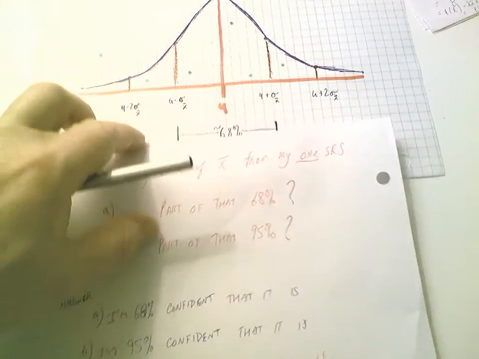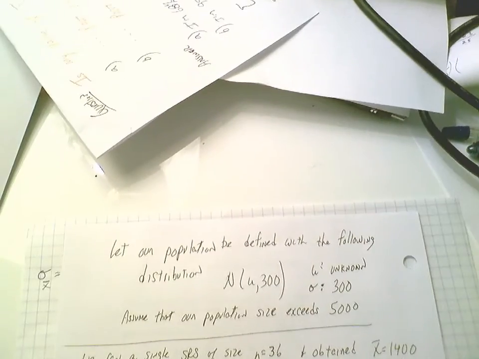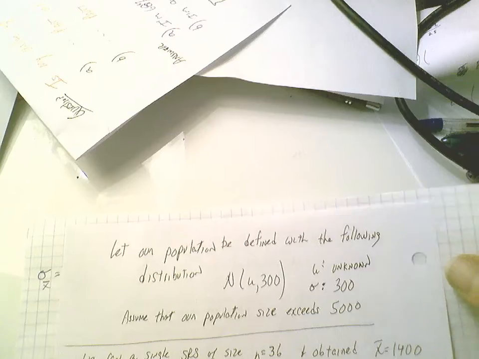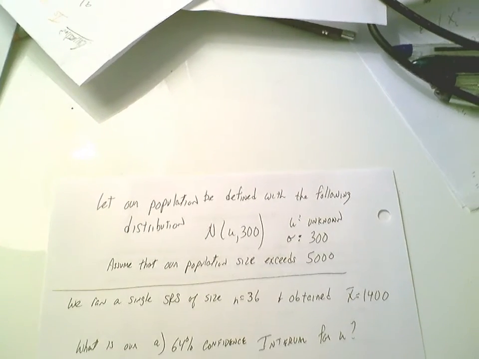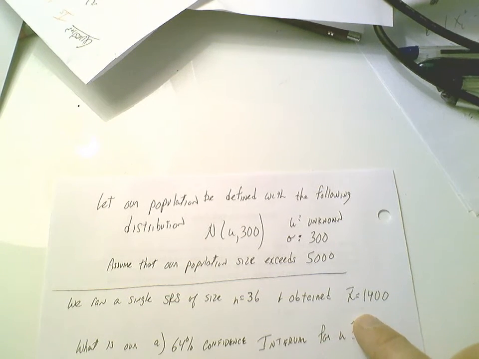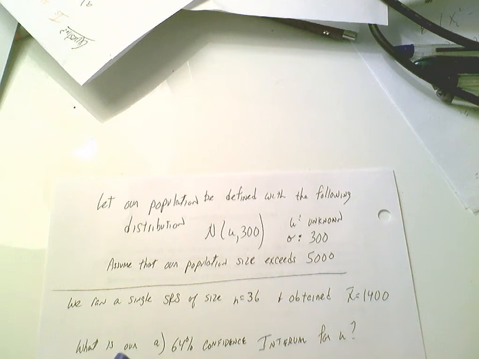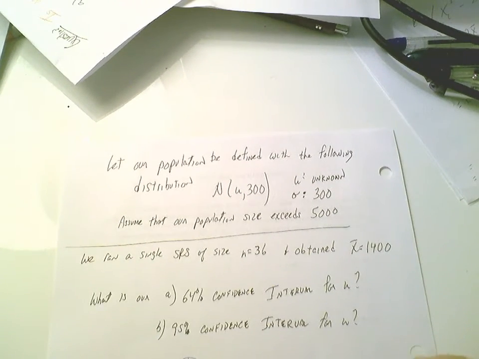So let's work one example real quick and kind of talk our way through it. I'm going to let my population be defined with the following distribution: normal, with a mean of unknown value, and a standard deviation of 300 units. I'm going to assume that my population size exceeds 5,000. I'm going to run a single SRS of size 36, and I did obtain a sample mean of 1,400. What is our 64% confidence interval for mu? What is our 95% confidence interval for, again, the unknown population mean?